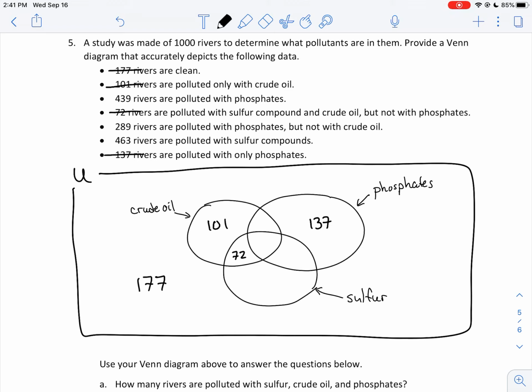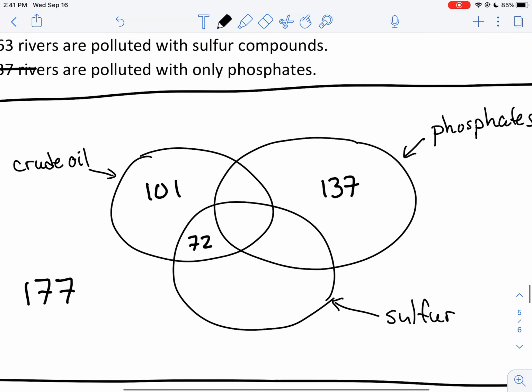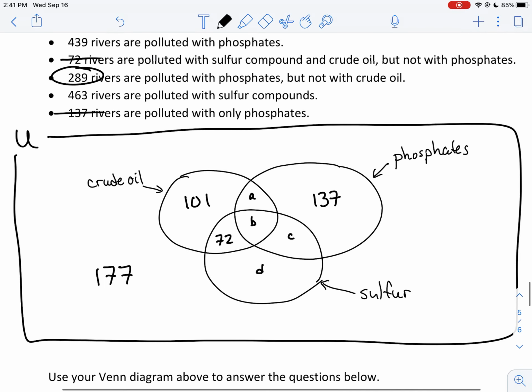Phosphates, but not crude oil. Okay, so I think this is our next one to go with, this number here. 289 rivers are polluted with phosphates, but not crude oil. So that means this number plus this number have to add to that 289. Now it could be a good idea to put some letters in here that we have to solve for. For example, you can put an A here, a B here, a C here, and a D here. We've got to just figure out these remaining numbers.